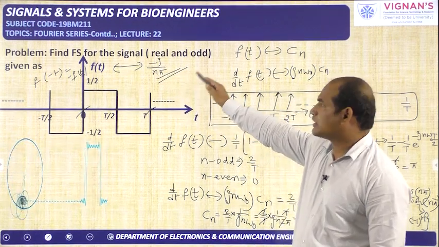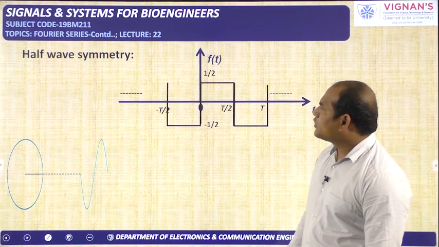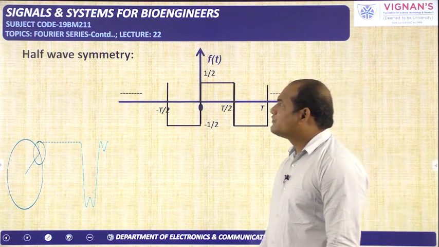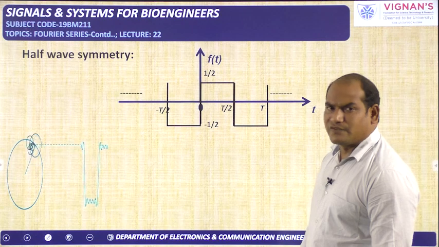You can observe that only the j term is available. That means it is purely imaginary. Now, the new one is half wave symmetry. We have seen even symmetry and odd symmetry. Now it is half wave symmetry.